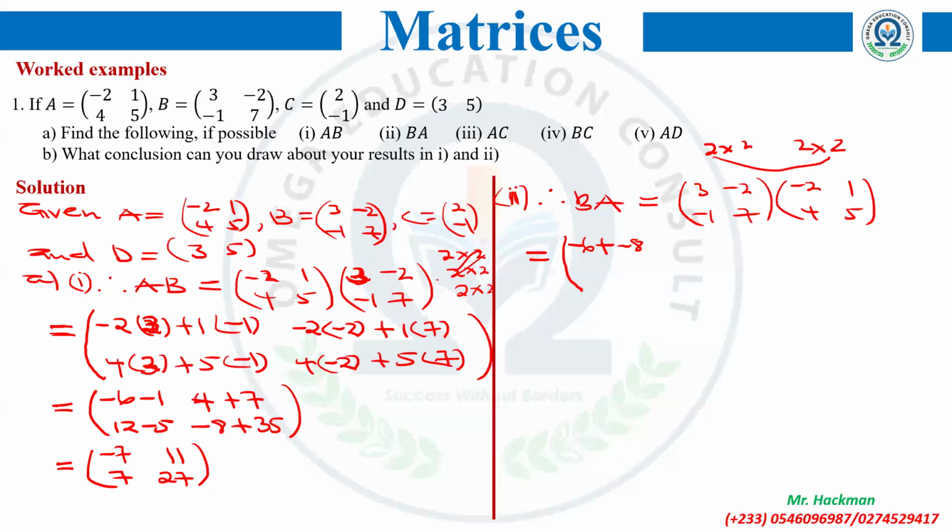Then you come to 3 times 1, which will give you 3, then plus -2 times 5, so that will give us -10. Someone who is mature can do the -6 -8 straight away. Then you come to this one: -1 times -2, and that will give us 2. Then plus 7 times 4, and that will give us 28.